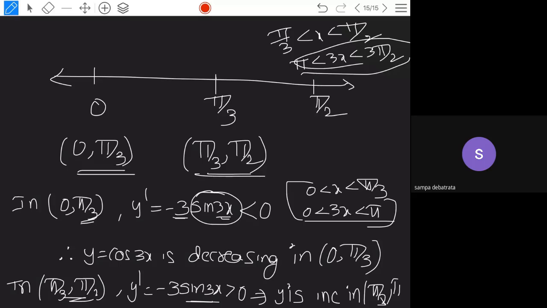That's all. So like this you can solve the remaining problems. Tan x is very simple. The differentiation of tan x is secant square x. Secant square is a square, so it is always an increasing function.